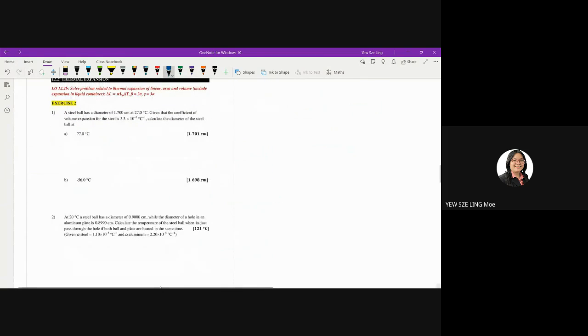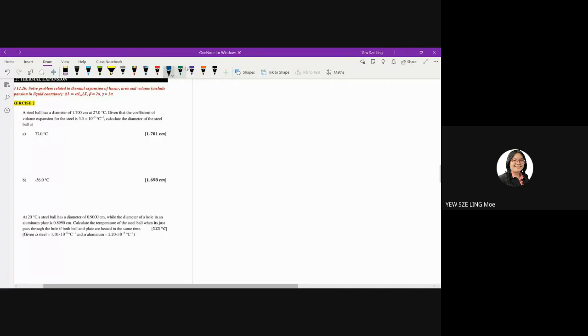Okay, so now let's look at expansion. There are 3 types of expansion in our syllabus. The first one is linear expansion. Then we have area expansion. And the last one is volume expansion.